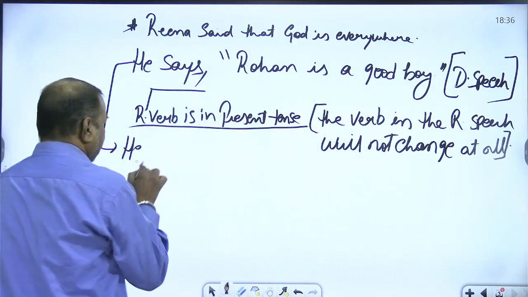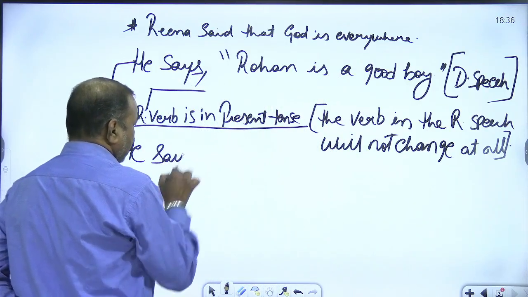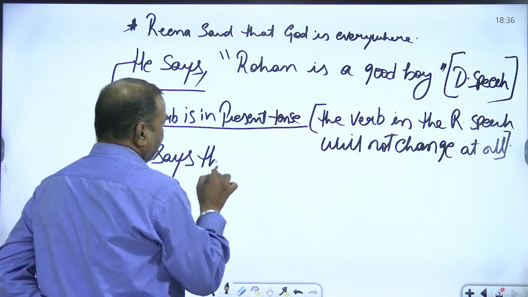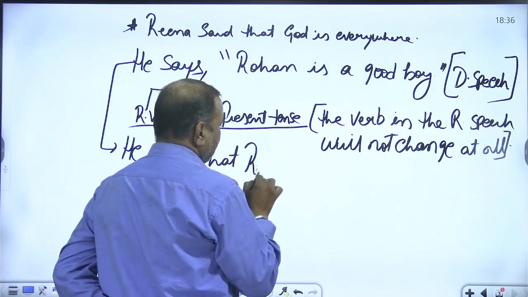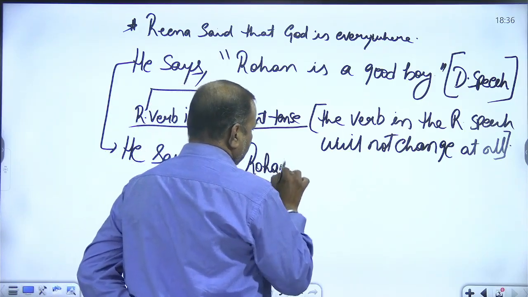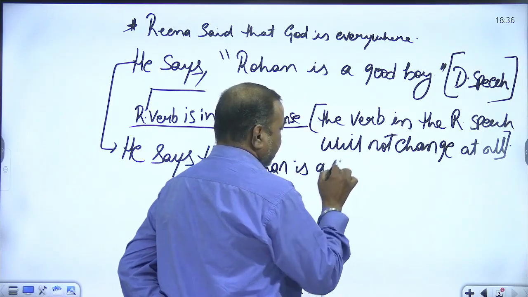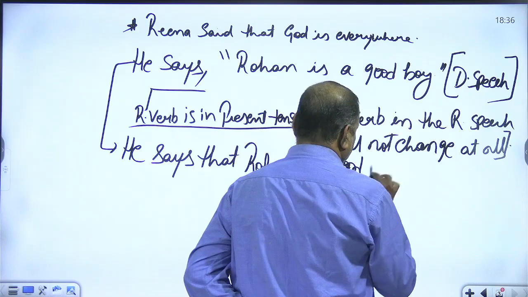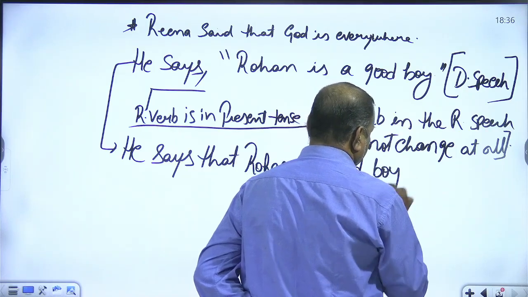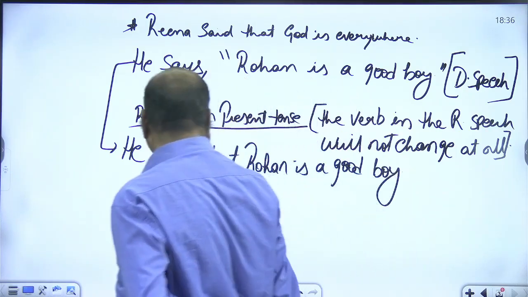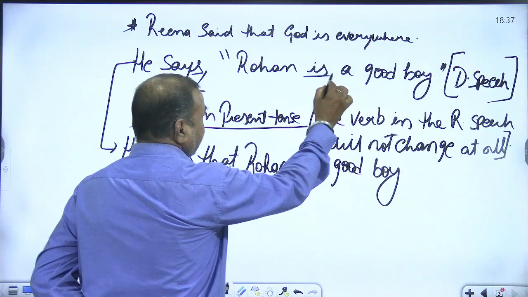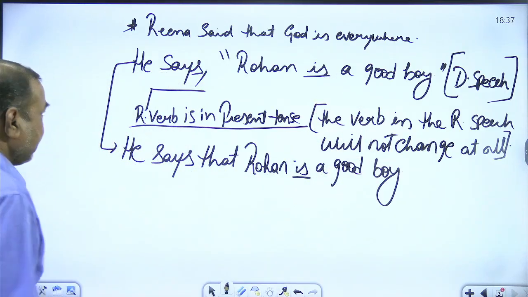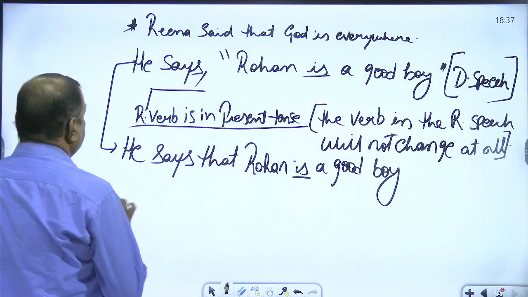He says that Rohan is a good boy, without any change in the verb. Is will remain is. Now let's take another example.